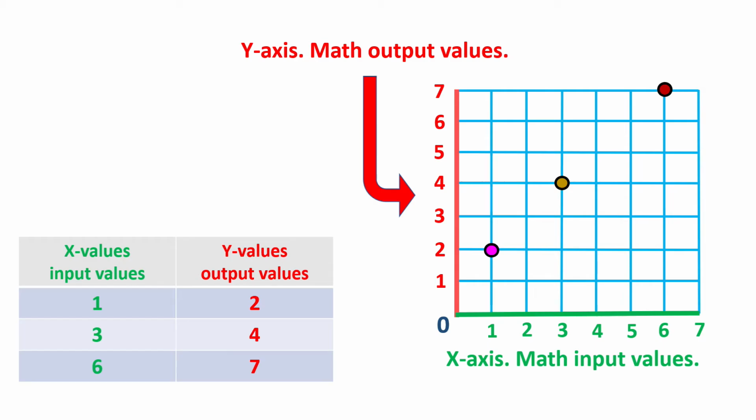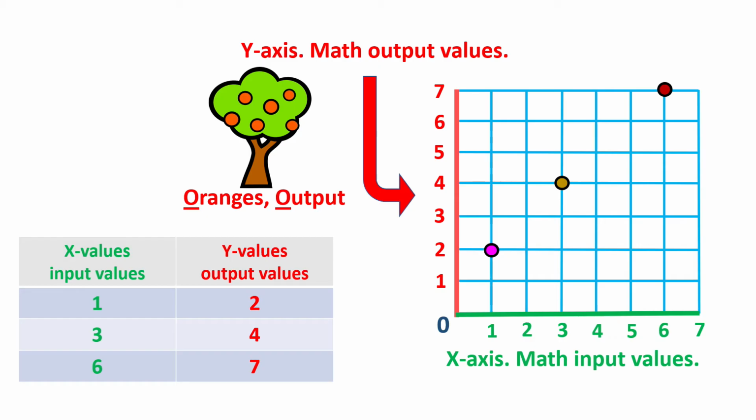In math, we learn about input and output tables, which also contain values that we can plot on the x and y axis. These are often part of a math question related to a rule, also called a function, that converts an input number into an output number. One way to remember that the outputs map to the y-axis is to think of the oranges in the orange tree that also begin with the letter O.